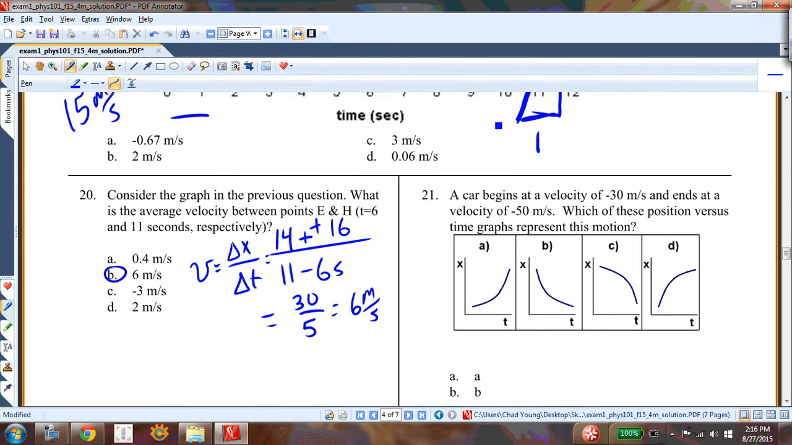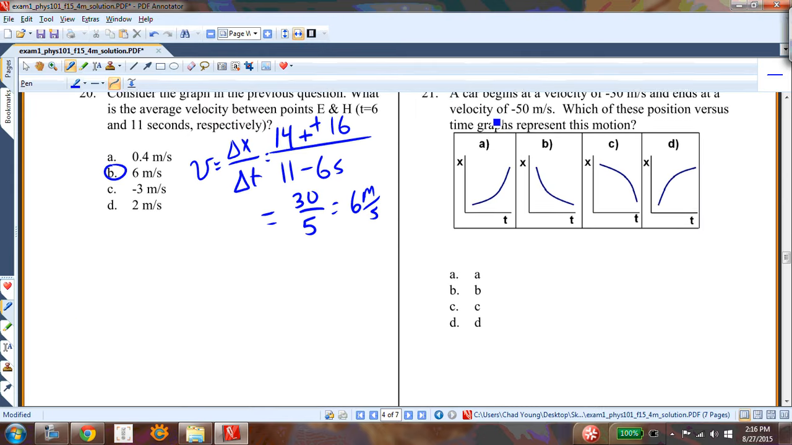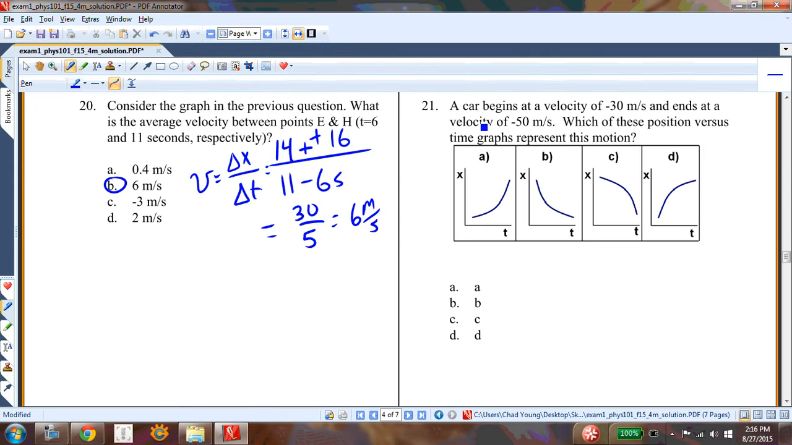All right, number 21. A car begins at a velocity of negative 30 meters per second and ends at a velocity of minus 50 meters per second. Which of these position versus time graphs represent this motion? It starts with a small negative velocity and ends with a big negative velocity. First of all, I'll get rid of this one and this one because those both show positive velocity. So C is the right answer.